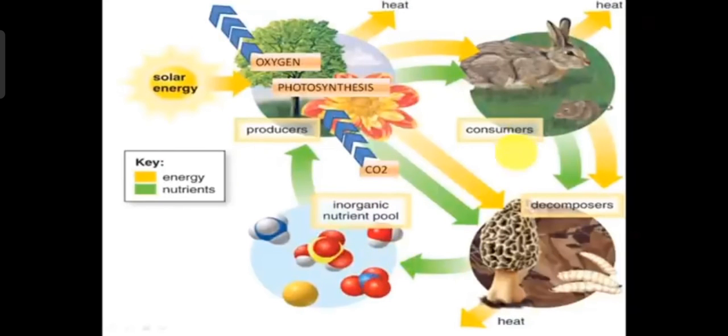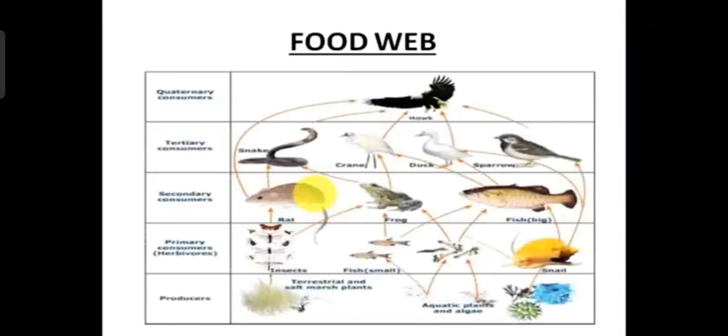In this entire process, the energy has been transferred from producers to consumers to decomposers and again back to consumers. So there's a flow of energy, there's a transfer of energy that is taking place in the ecosystem, right? So now we will also talk about food web. Now when this energy is transferred from one level to another level, from producers to consumers and then to the decomposers, what is this energy that is transferring?